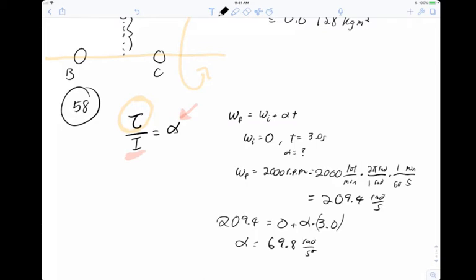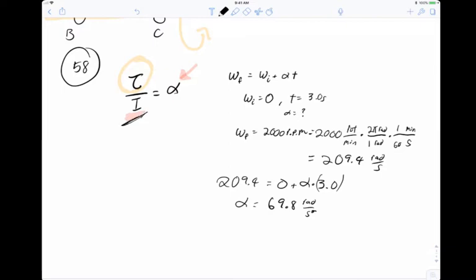All right, like I said, I know this one, I know this one. They're asking me about that. Torque is equal to I times alpha. I here is 2.5e minus 5 and 69.8.